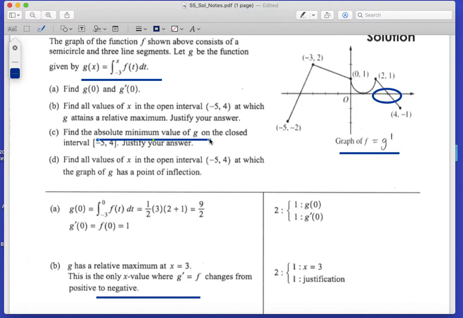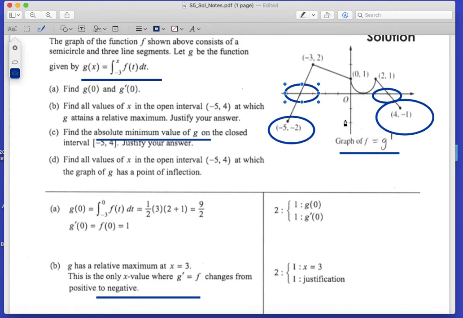Well, absolute minimums or maximums can only occur at critical numbers and at endpoints. So we have an endpoint at -5, we have an endpoint at 4, and then we have two critical numbers. This one that we already talked about, but that's the location of a relative maximum, so it can't be the location of a relative minimum.